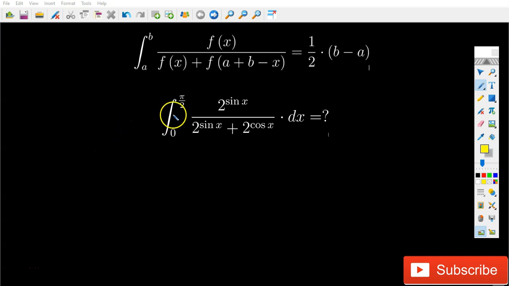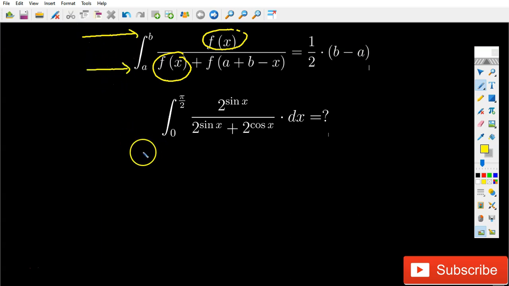In this video, we're going to talk about a very good calculus trick and shortcut that no calculus teacher told you about. We're going to look at this kind of integral where we can see the f of x function on top and also on the bottom, and there's no restriction over the upper limit and the lower limit. As long as we meet these requirements, the value of this definite integral is going to be equal to 1/2 times b minus a, 1/2 times the upper limit minus the lower limit.